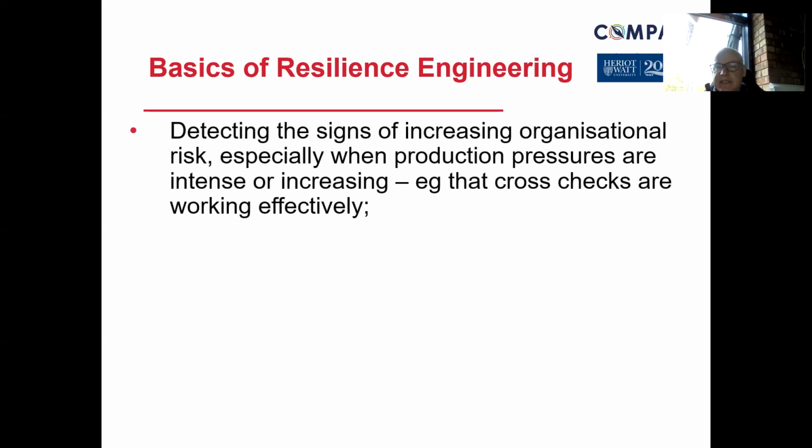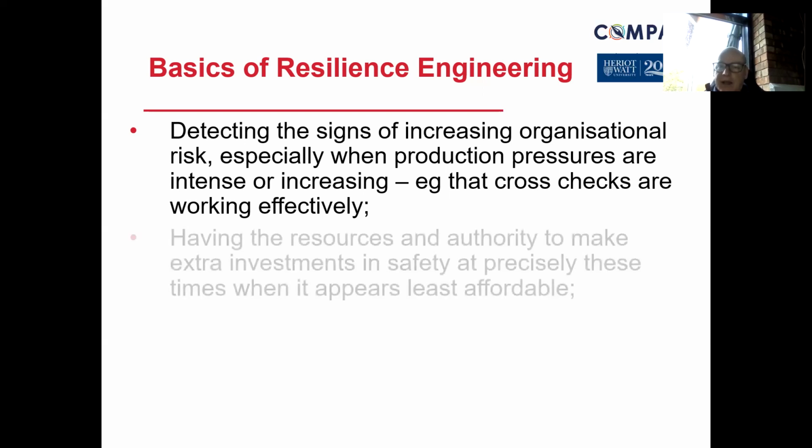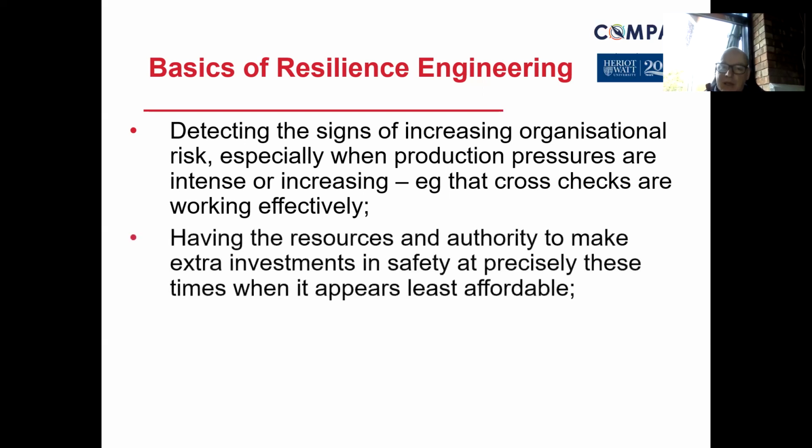Detecting the signs of increasing organizational risk, especially when production pressures are intense or increasing. For example, cross-checks are working effectively. So how are we monitoring? Are you doing inspections and audits? And from those inspections and audits, what is it telling you about the company? And particularly in high-risk environments, how do we need to change or respond?